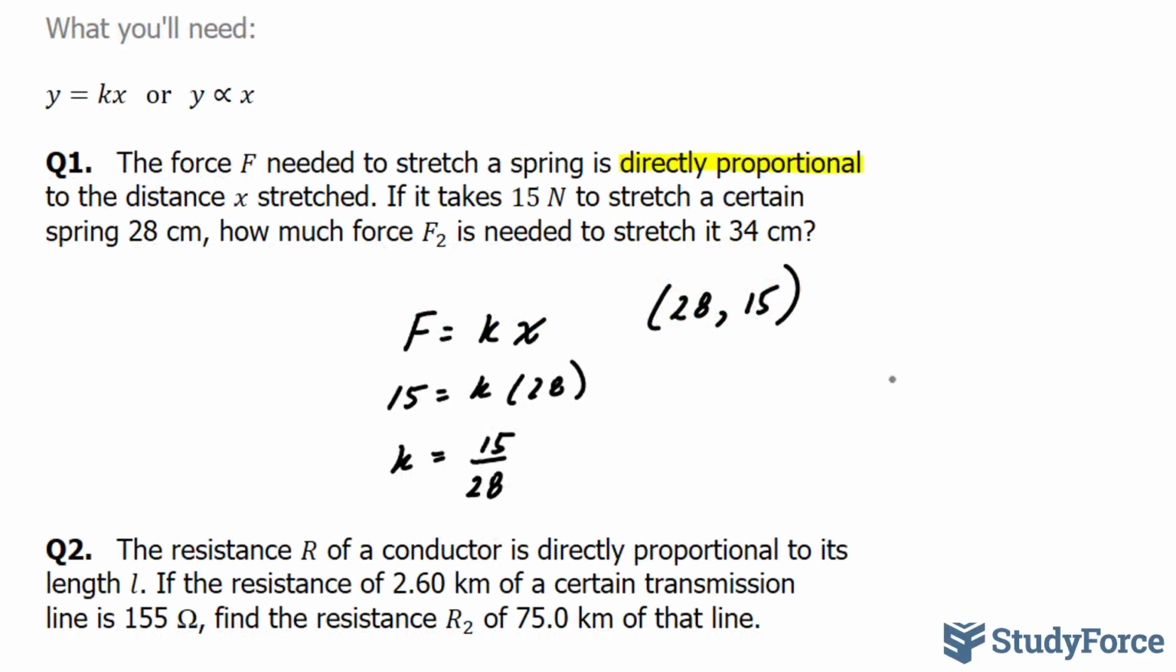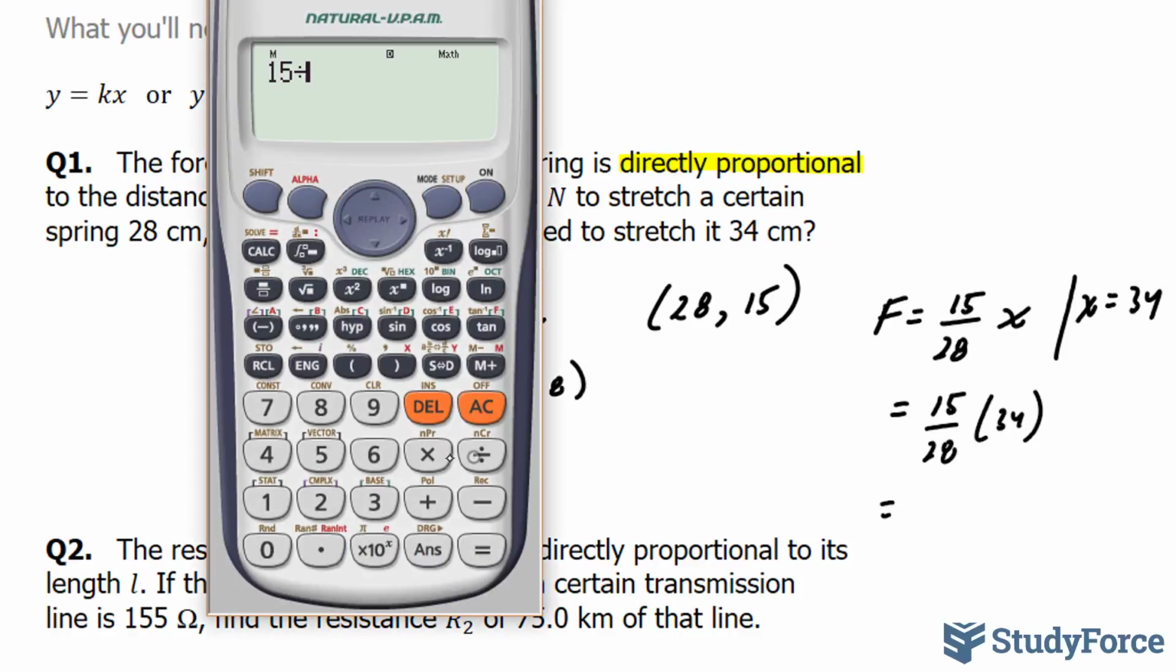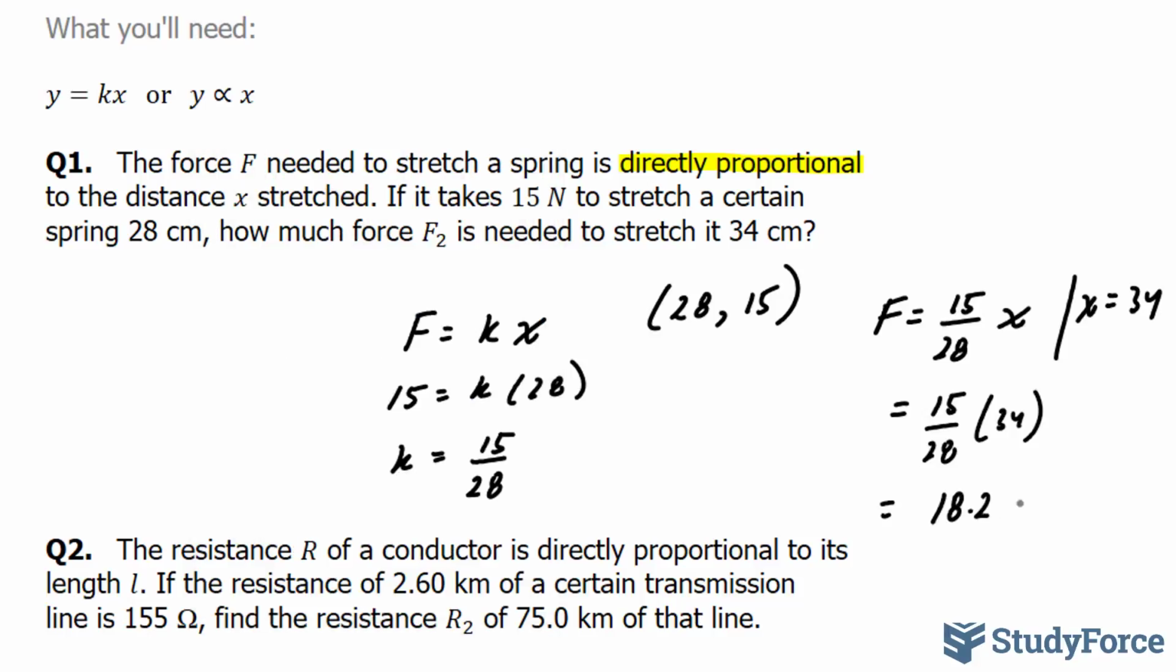Now I can rewrite my equation with k filled in. We have F is equal to 15 over 28 x, and we're looking for F2. They want us to find that out when it's 34 centimeters. So substituting x is equal to 34, we have 15 over 28 times 34. Let's use our calculator. 15 over 28 multiplied by 34 gives us 18.21, so 18.2 newtons. That's the answer for question 1.